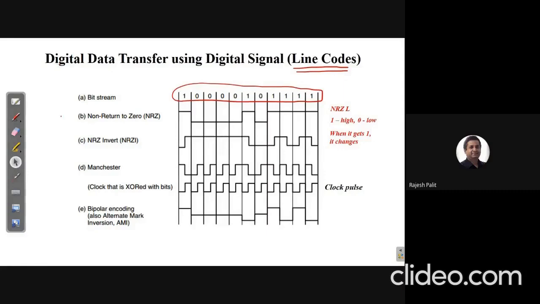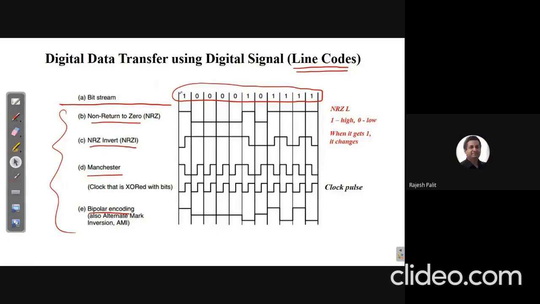It is something else. So there are a couple of schemes for the line codes. One is called non-return to zero, NRZ, then NRZ invert, NRZ-I, Manchester coding, or bipolar encoding. These are different schemes for transmitting or exchanging digital data. Now you see the first one.